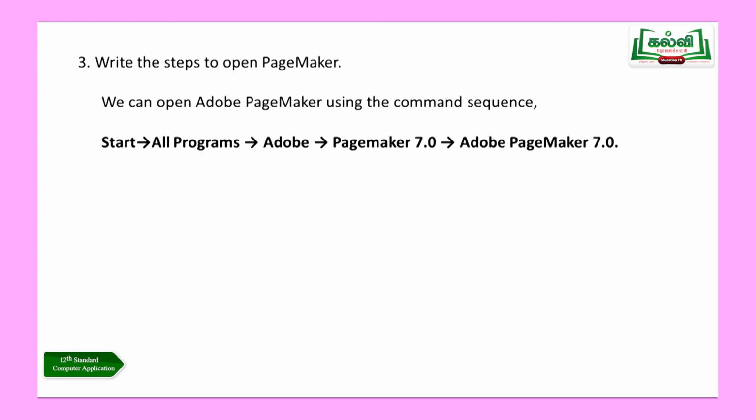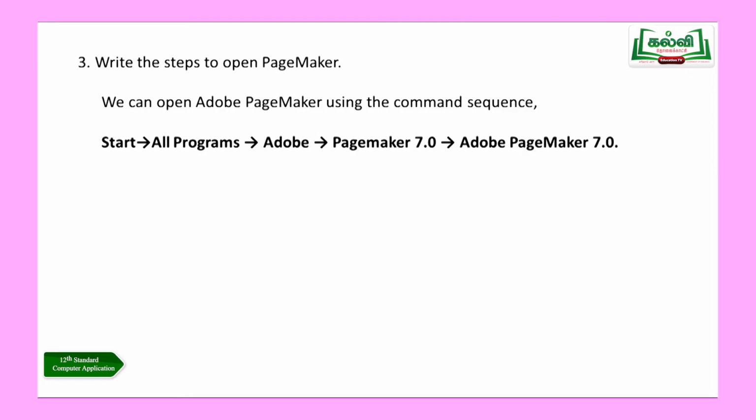Next we move on to the third question. Write the steps to open PageMaker. Very easy. This question is very frequently asked in many lessons. Whenever you open a software, you have to go to Start, All Programs, then Adobe, and open Adobe PageMaker 7.0. Then the required software, Adobe PageMaker, will be opened. Now we will move on to the fourth question.